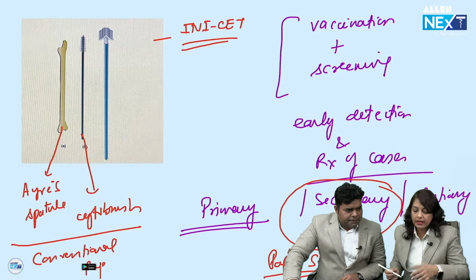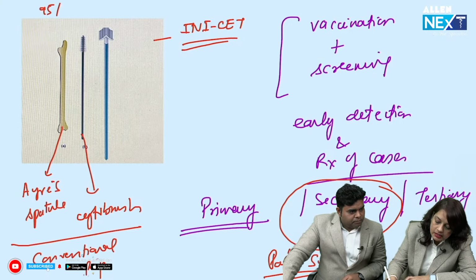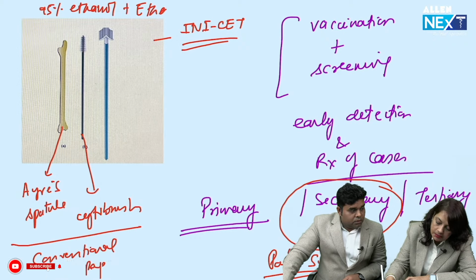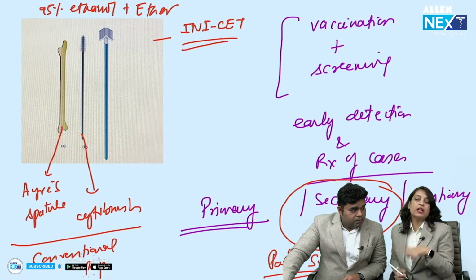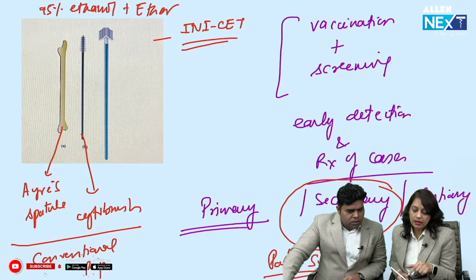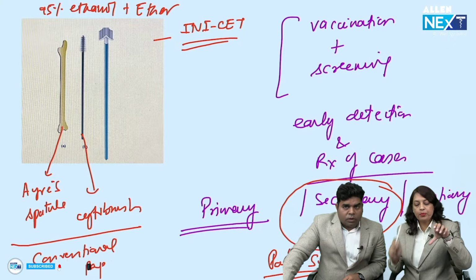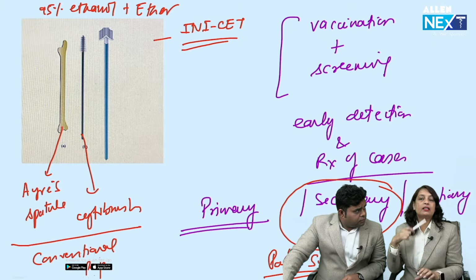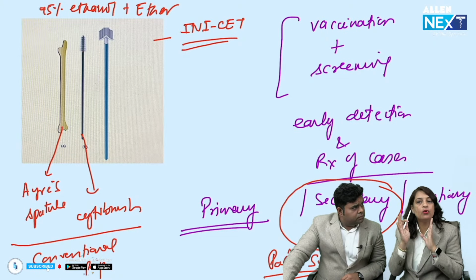What does cytospray contain? Cytospray contains 95% ethanol plus ether. This is a very important composition. Then, like the cytobrush, we put it in the cervical canal, and this is for screening of adenocarcinoma.